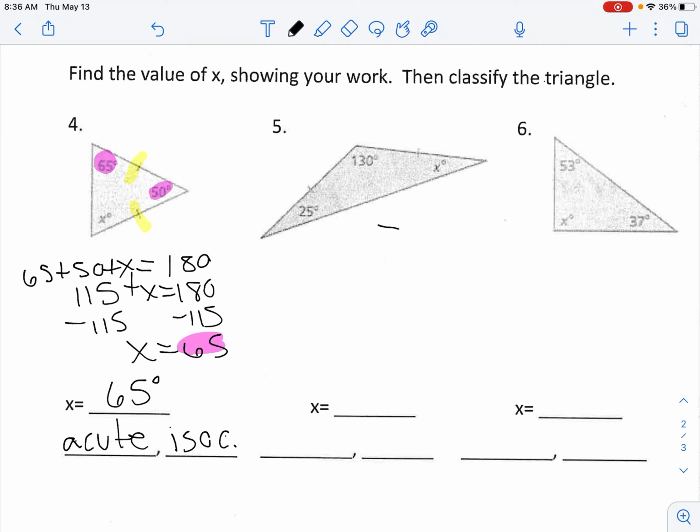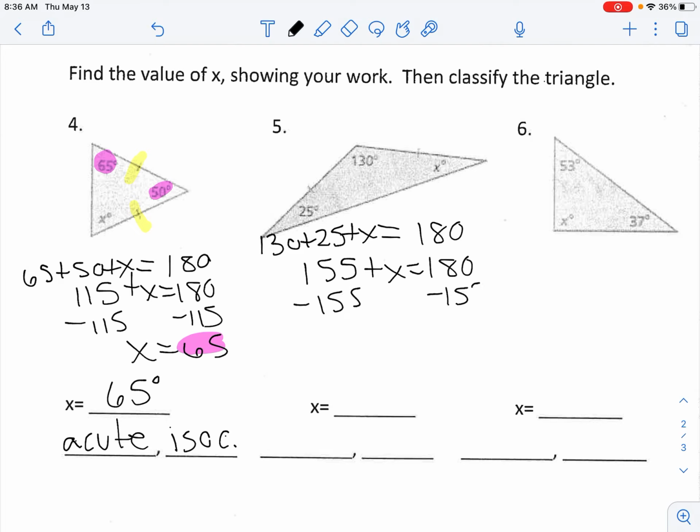Number 5, we're going to start with our equation. I know the 3 angle measures have to total 180. So 130 plus 25 plus x equals 180. Combine like terms. 155 plus x equals 180. Inverse operation, subtract 155 from both sides, and x equals 25. So x equals 25 degrees.